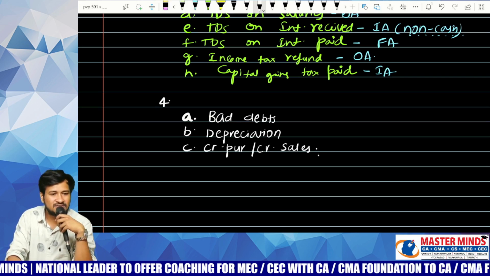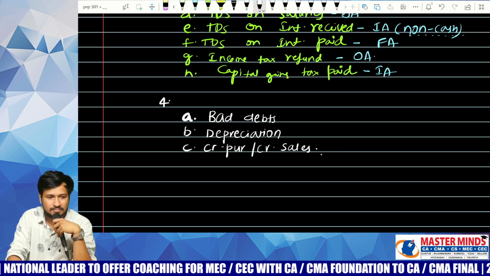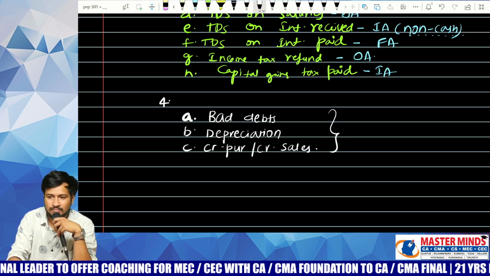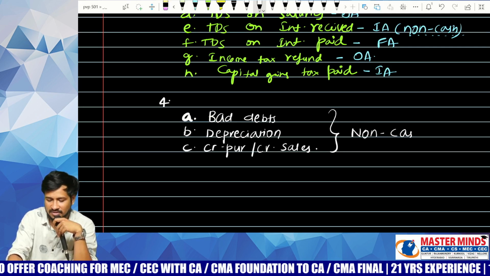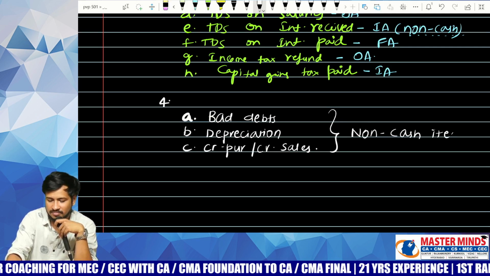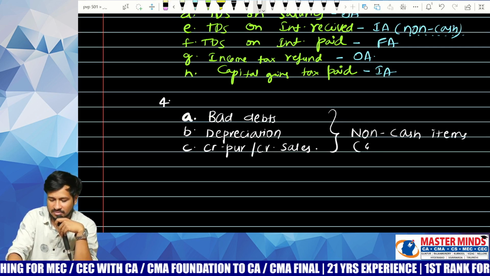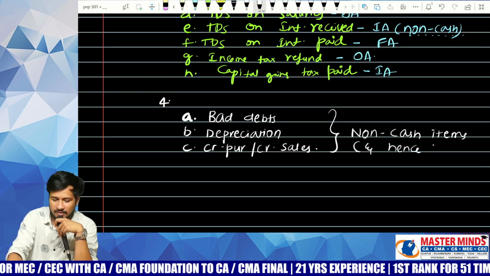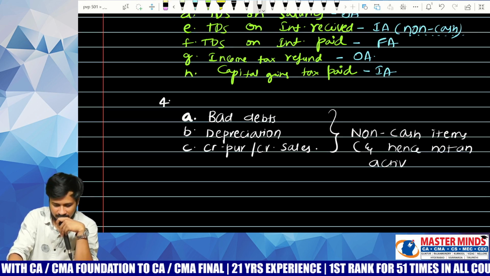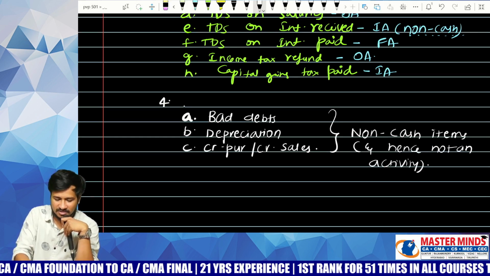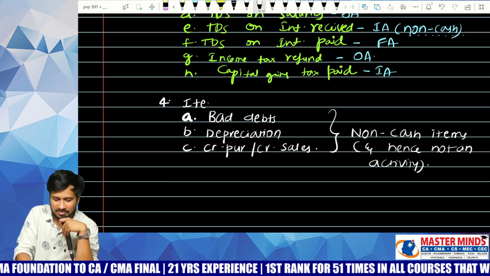What are all these things? Non-cash, because there is no flow of cash. Take care. Non-cash items and hence not an activity. And your heading is nothing but items relating to non-cash.